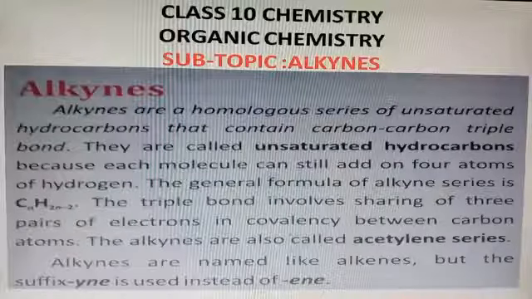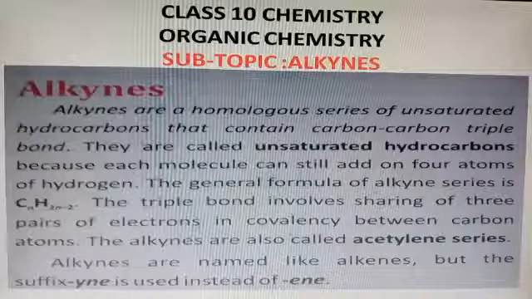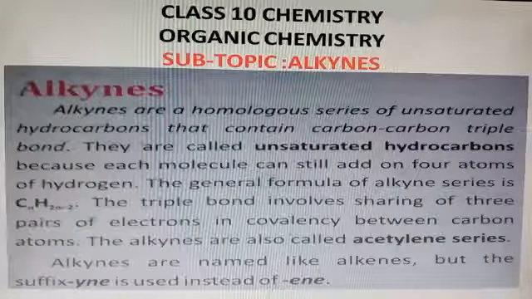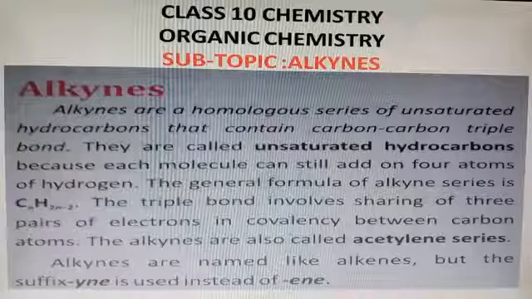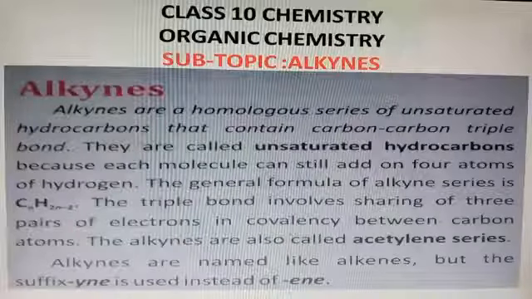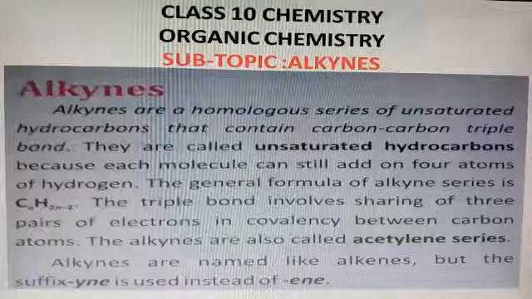Why are they called unsaturated hydrocarbons? Because each molecule can still add on 4 atoms of hydrogen. The general formula of alkyne series is CnH2n-2. If you follow this general formula, you will get a series of compounds under the family alkynes.